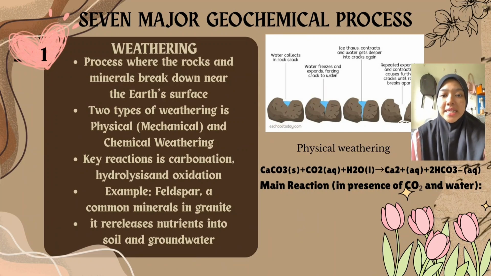Chemical weathering, on the other hand, changes the chemical structure of minerals through reaction with water and gases such as carbon dioxide. This type is particularly important in geochemistry as it releases essential ions like calcium, sodium, potassium, and bicarbonate into natural waters. For example, when feldspar, a common mineral in granite, reacts with acidic rainwater, it breaks down into clay minerals and releases dissolved ions.